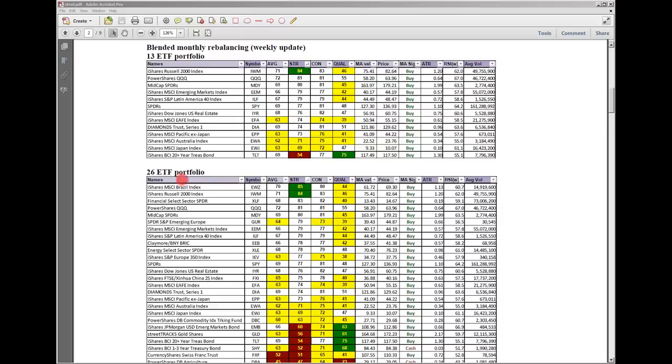In the 26 ETF portfolio, conversely, it is Brazil, Russell 2000 small caps, and the financial spider. These are ranked by that STR rating, that blended 3 and 6 month relative strength. So if we were going to rebalance today, those would be the ones that we own. The ones I show on page 1 are the ones as of the beginning of the month.